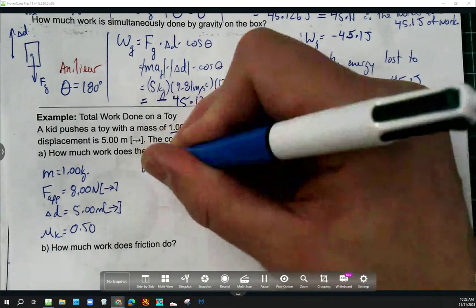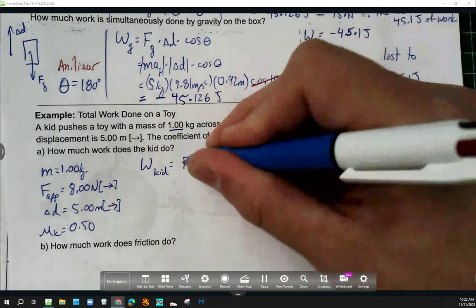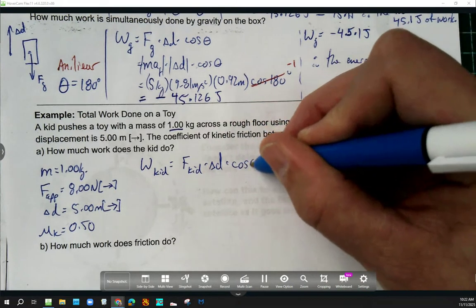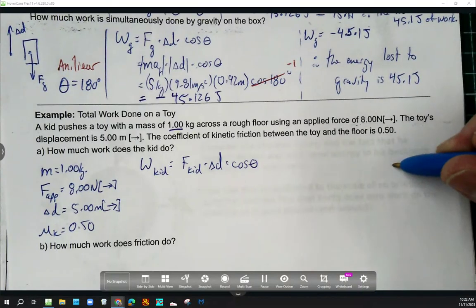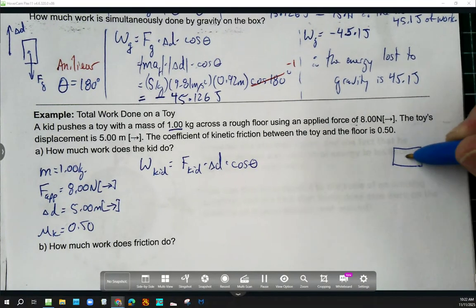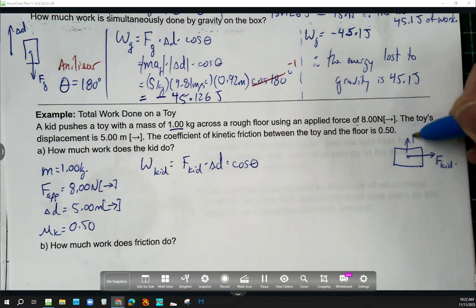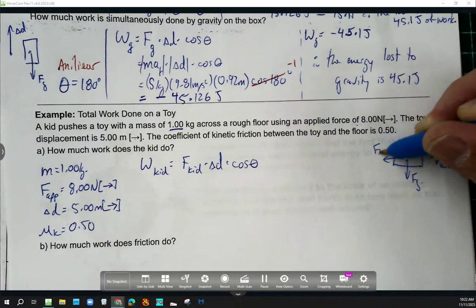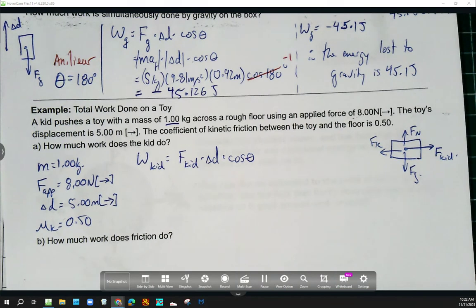So the work done by the kid is going to be the force applied by the kid times the displacement times cosine theta. Now, if it helps to have a picture for this one, here's my picture. Kid's going this way. I've got a normal force. I've got gravity. Seems to me that I must have a force of kinetic friction, but I don't care about the kinetic friction in this part. I just want to know how much work the kid does. Notice I'm separating that out.